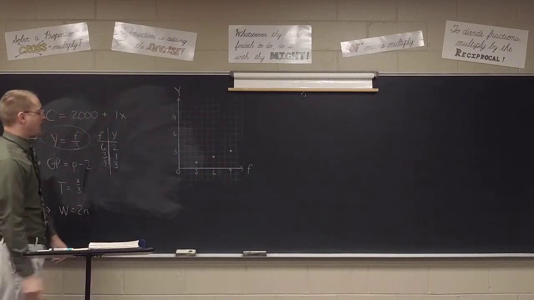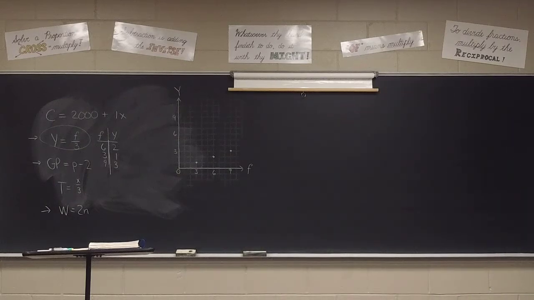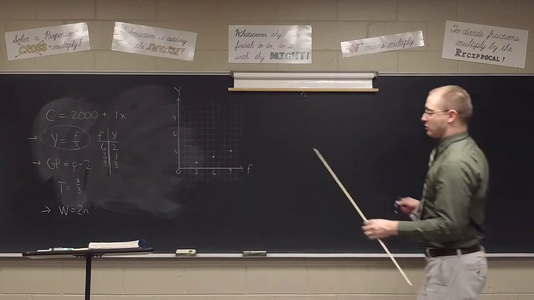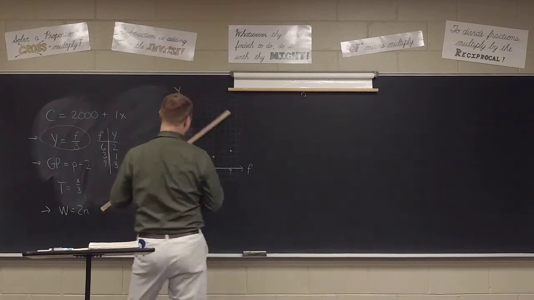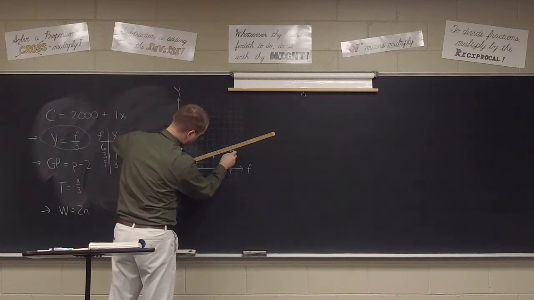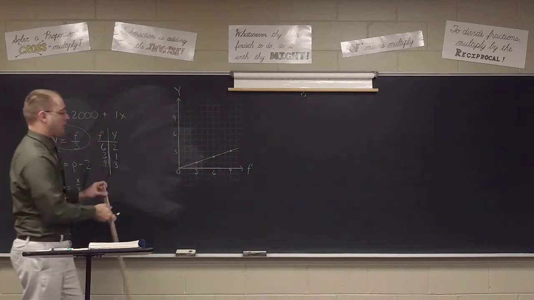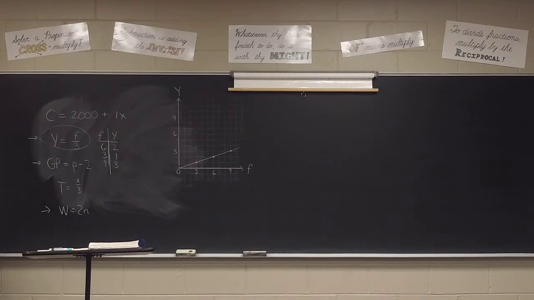Remember, you're going over and then up. And using your straight edge, simply connect the dots. Now, you know 0 would have produced a 0, so it should hit the origin, and in fact it does. And here we see the linear equation graphing the relationship, a picture of the relationship between feet and yards. Questions on this graph?